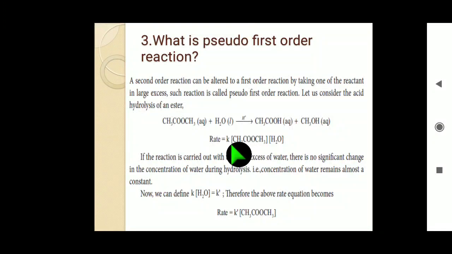Now how to write? Here from the rate law, rate constant k with water, we can write k dash. So finally the rate law is changing. Rate equal to k dash with the concentration of methyl acetate, because water is considered as constant. Next we move to the next question.